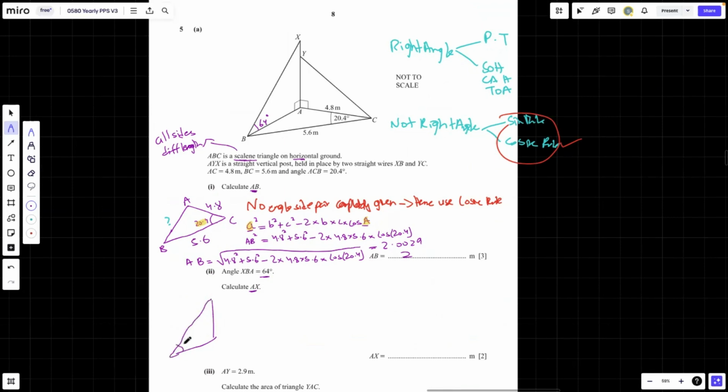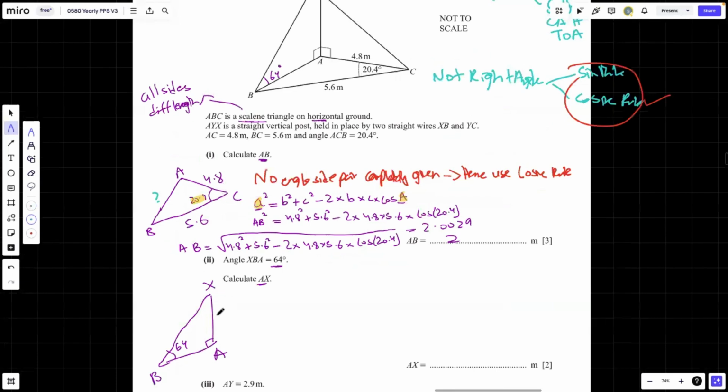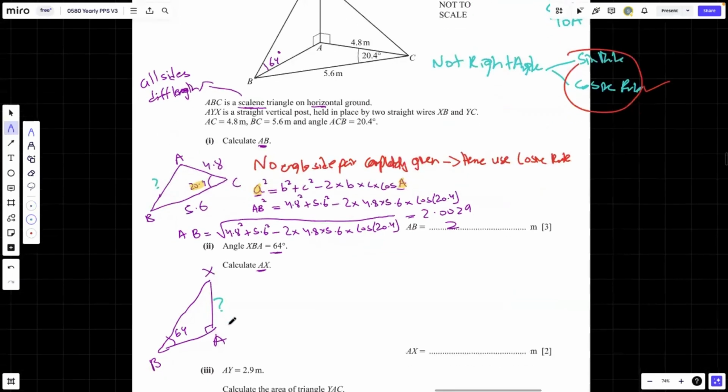We know this to be 64. We know that this is the right angle triangle, XBA. And we're supposed to calculate this length, AX. What else do we know?